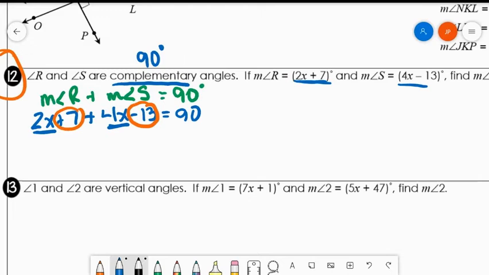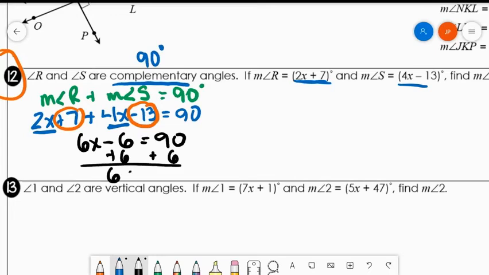If I have 2 x's and I put it together with 4 x's, I'll get 6 x's. If I have positive 7 and I subtract 13 from it, it's going to leave me with negative 6. So now we clean that up a little, and now I can work on moving some stuff around. So I'll add 6 to both sides. Divide by 6. And x is going to equal 16.